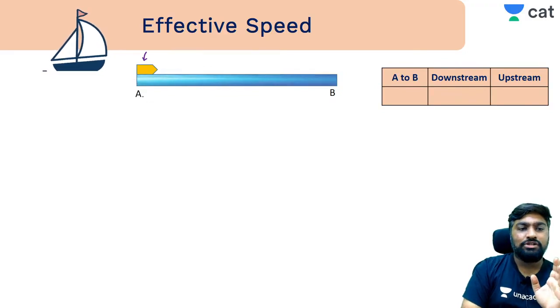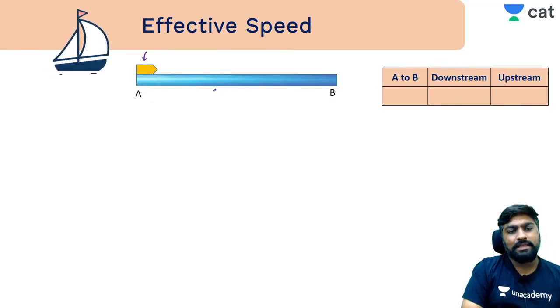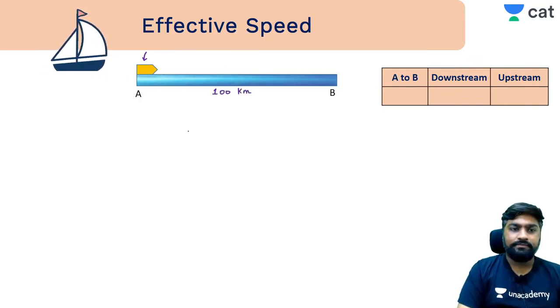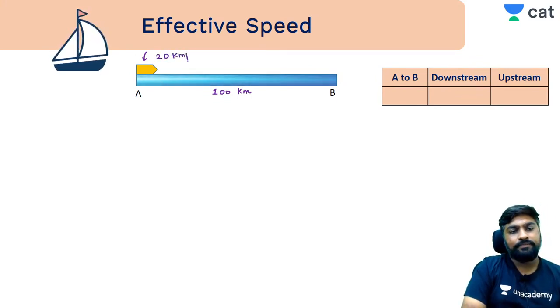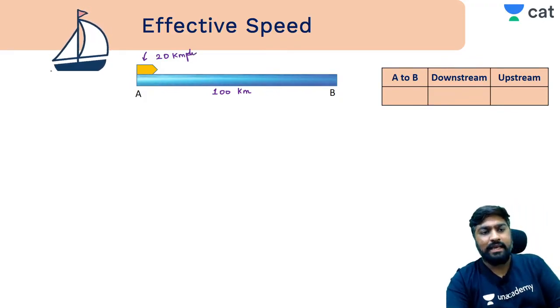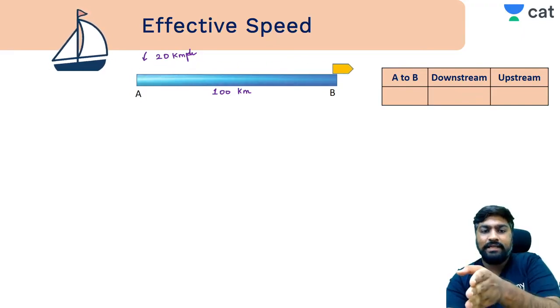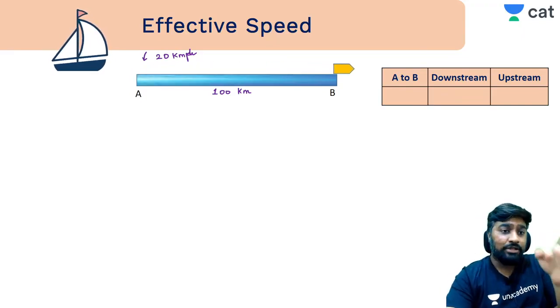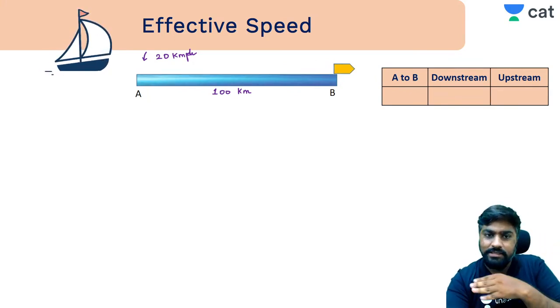And this boat has to travel from point A to point B. Let's assume that the distance between these two points is 100 kilometers, and let's also assume that the speed of this particular boat is 20 kilometers per hour. Now you can tell me, how long would it take for this boat to travel from point A all the way till point B? That is, at 20 kilometers per hour, how much time would it take to cover 100 kilometers?